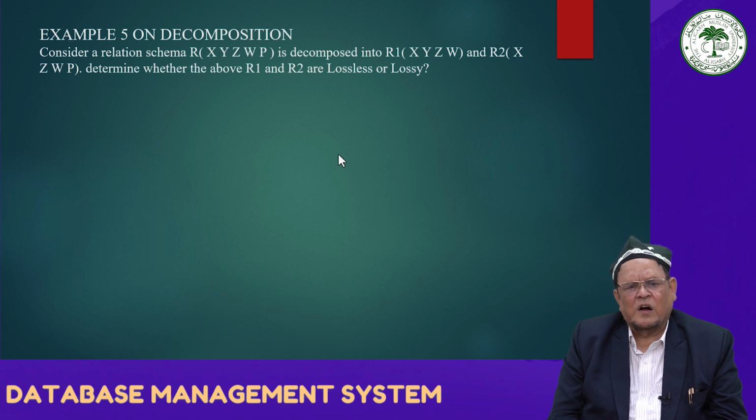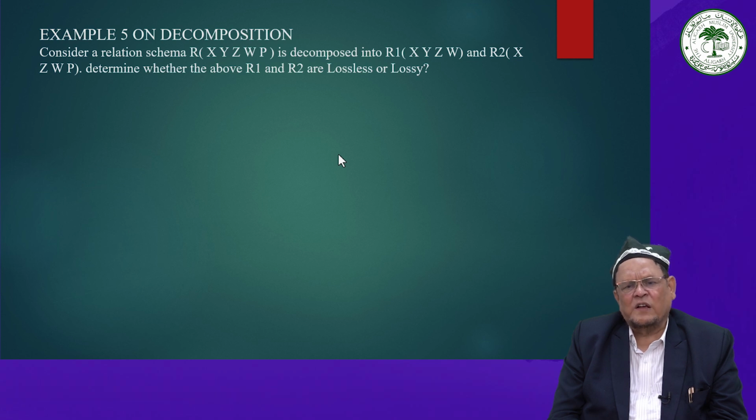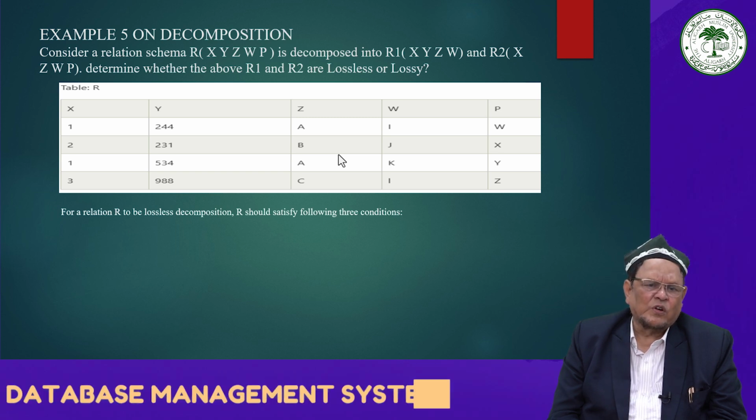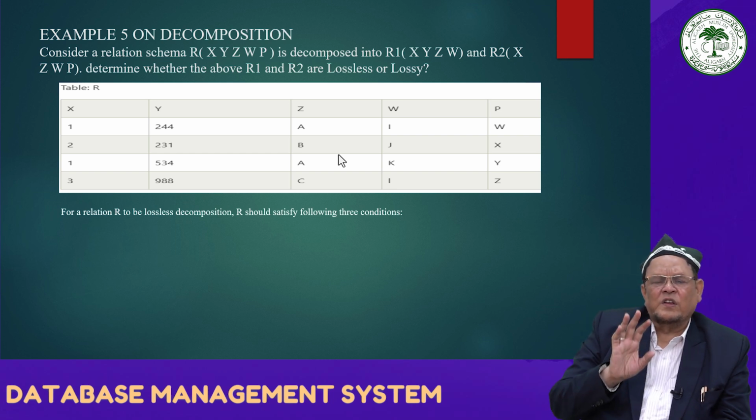Consider relation schema R (X, Y, Z, W, P) is decomposed into relation R1 containing the attributes X, Y, Z, W and R2 (X, Z, W, P), determining whether the above relations R1 and R2 are lossless or not. You can see on the screen in the table R contains the attributes X, Y, Z, W, P and the values for that. There are 1, 2, 3, 4 tuples. Then check the relation R to be a lossless decomposition. So what you'll do, R should satisfy all three conditions.